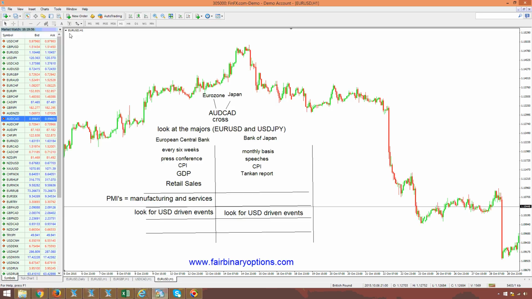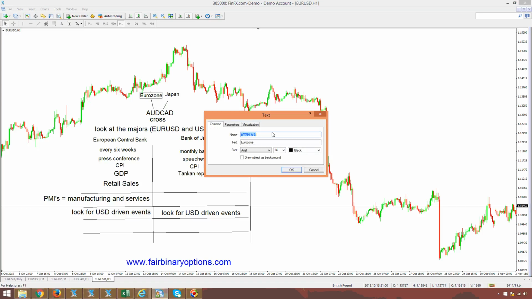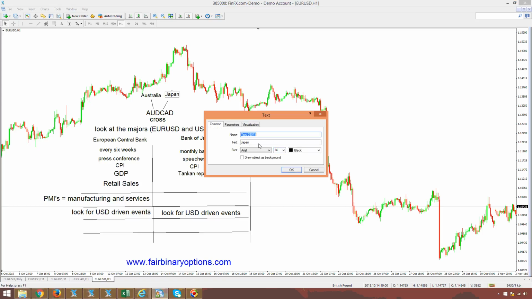First of all, keep in mind this one is a cross. It is moving based on the differences between the Australian economy and the Canadian economy, so Canada.